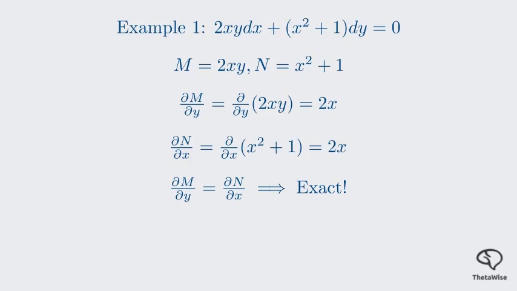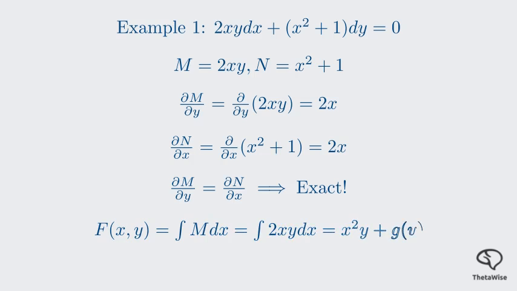We know that the partial of f with respect to x is M, which is 2xy. To find f, we integrate M with respect to x. The integral of 2xy dx is x squared y. Since we're integrating with respect to x, the constant of integration can be a function of y, which we'll call g of y. Next, we use the fact that the partial of f with respect to y is N.